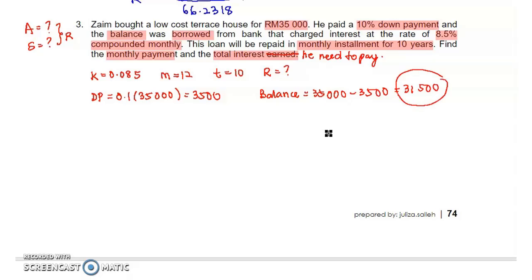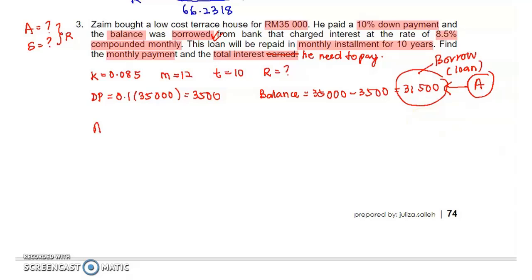So in order to buy the house, where to get this 31,500? From the question, it says that the balance was borrowed from the bank. So if you borrow from the bank, it means you make a loan. So when we make a loan, 31,500 is actually the present value. That's how you find out whether the info given is present value or future value. You need to understand from the question. Since we have present value, value A, use formula A.